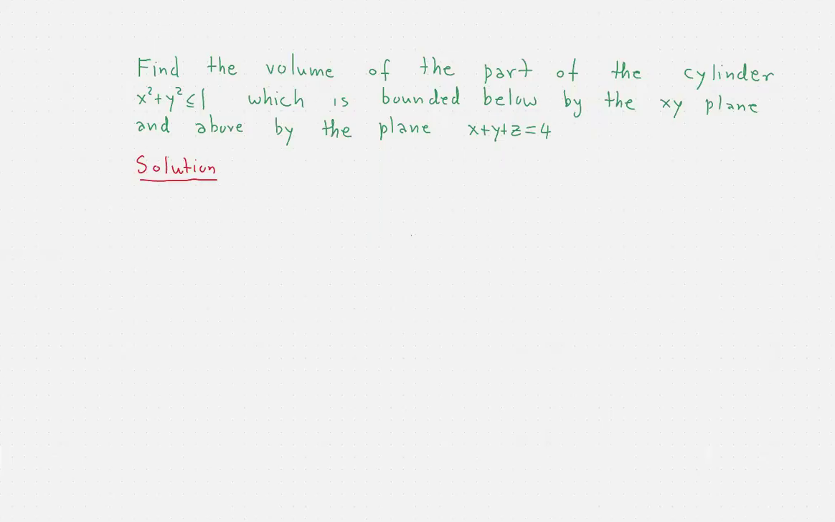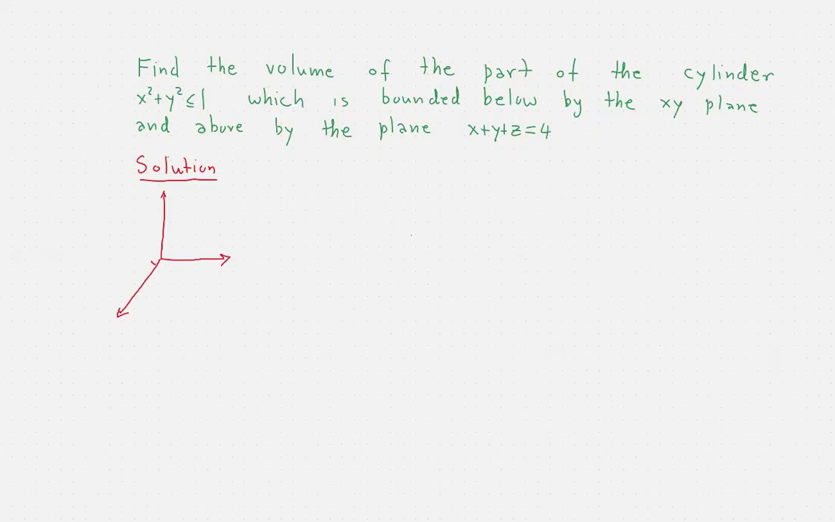Here's another volume integral, meaning we integrate the function 1. And let's understand what the domain of integration looks like. So first of all, we are inside the cylinder x squared plus y squared less than or equal to 1.